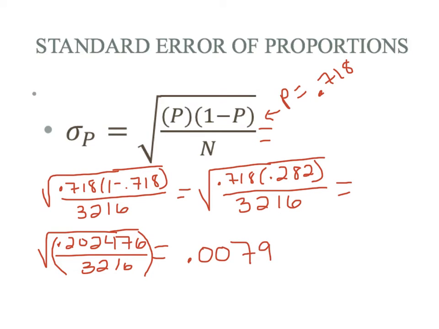0.0079. Now again, you'll notice that I'm going to go ahead and go to 4 decimal places because we're talking about proportions. And eventually I'm going to turn it back into a percent. So for this case, I want you to go ahead and go to 4 decimal places when you're talking about confidence intervals of proportions. So this is going to be our standard error.